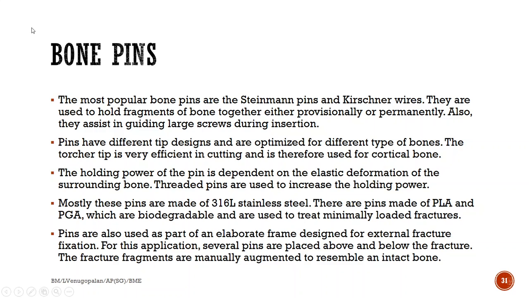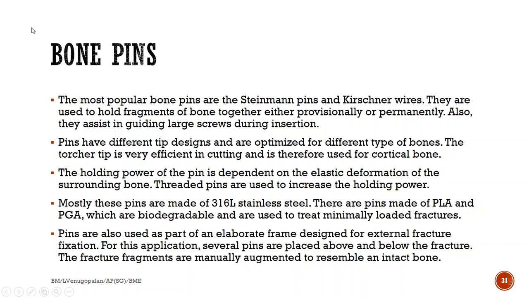Since it is a pin, it is rigid, right? So if you want to mark the area where you need to insert a screw, you just mark it using a pin, and then you use that hole to pierce and insert the bone screw. The holding power of the pin is dependent upon the elastic deformation of the surrounding tissue. If the surrounding bone is fragile, then the holding power of the pin is not going to be very high. If the bone is healthy and has good elastic deformation, then the holding power of the pin is superior.